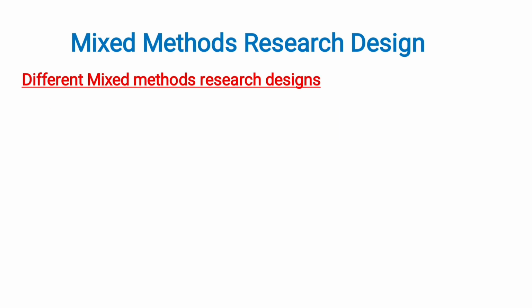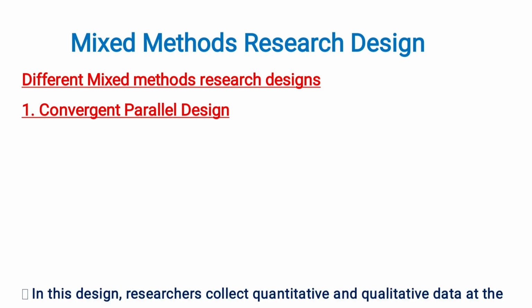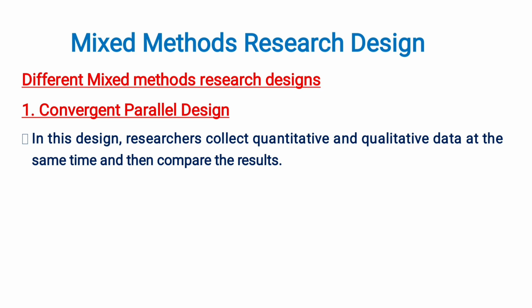There are actually different mixed method research designs, and the first mixed method research design for this video is convergent parallel design. In this design, researchers collect quantitative and qualitative data at the same time and then compare the results. Here, the researcher should collect quantitative and qualitative data at the same time, guys, and then compare the results. That's why we said that it is convergent parallel design.